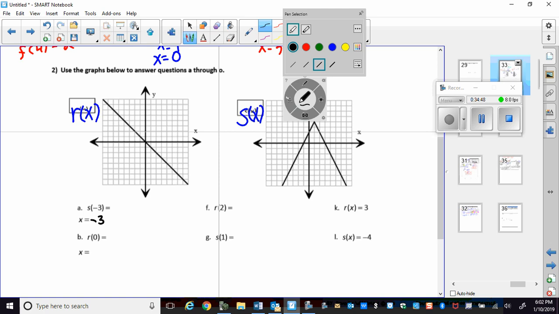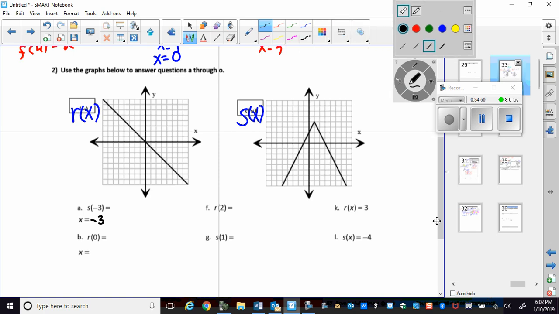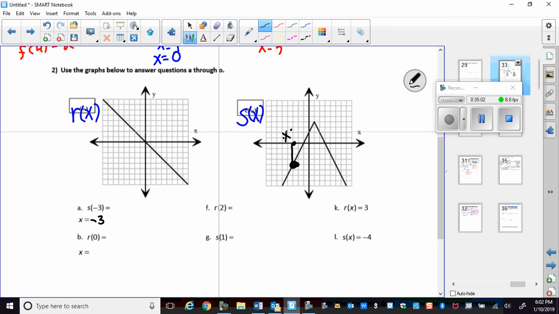So I'm going to go to the s graph, the s of x graph. Find when x equals -3. Here's when x equals -3. Go to the graph and figure out what this y value is. So here, x equals -3. The y value here is y equals -4. So I would write -4.